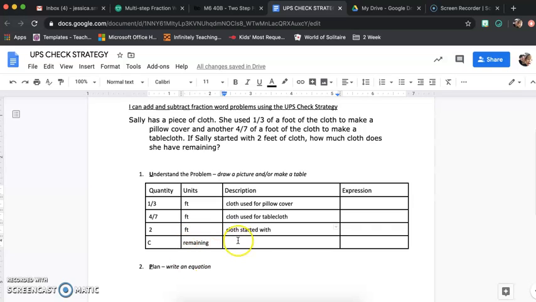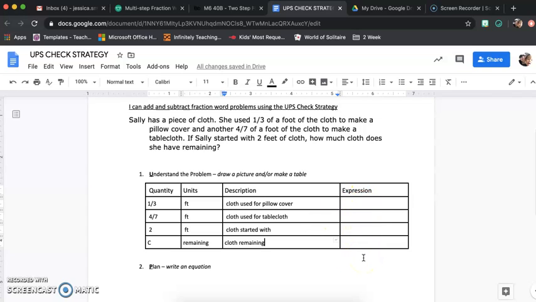All right, and then for our description for a cloth, I already put it in the units, but what we're trying to do is find how much cloth is remaining. So cloth remaining. And that's not how you spell remaining. Remaining. Okay. All right. So now that we have that done, we can start working on the expression part.